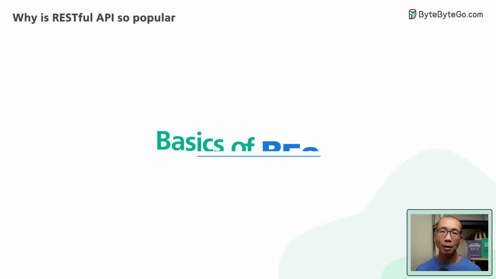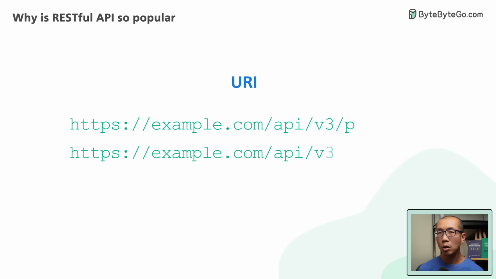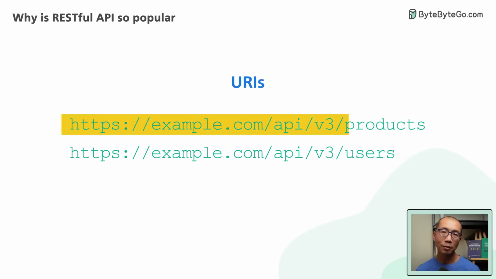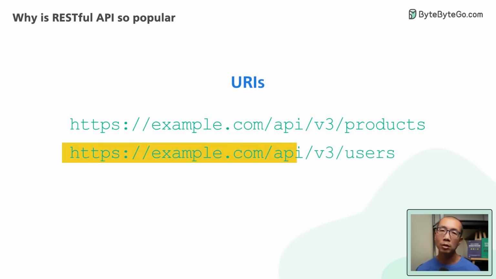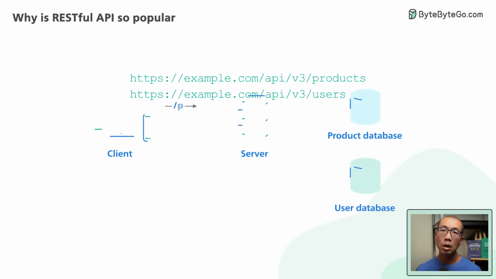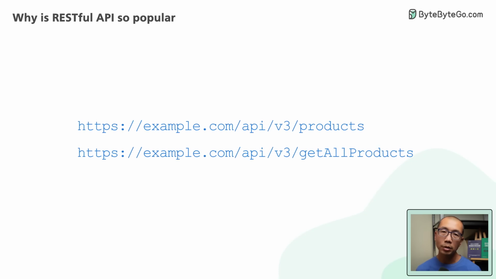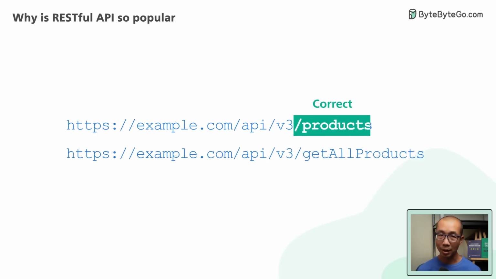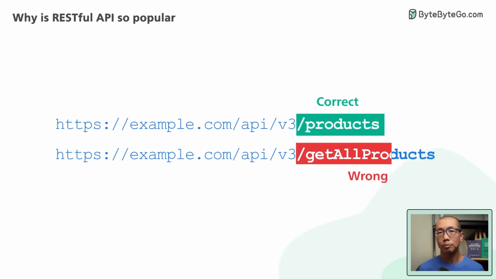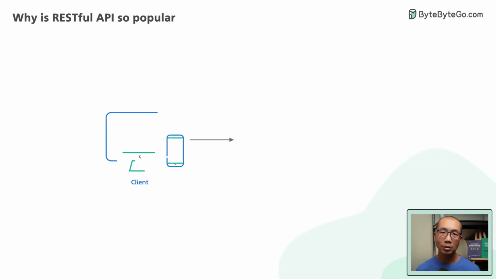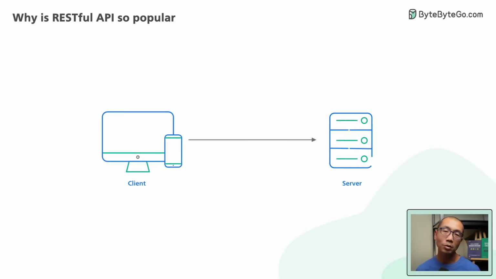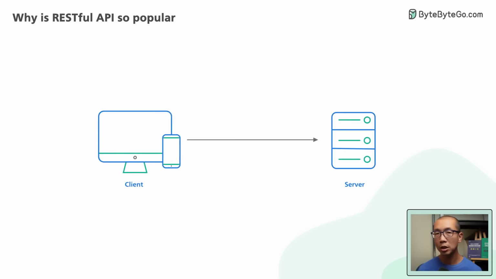Let's look at the basics of REST. A RESTful API organizes resources into a set of unique URIs, or Uniform Resource Identifiers. The URIs differentiate different types of resources on a server. Here are some examples. The resources should be grouped by noun and not verb. An API to get all products should be /products and not /get all products. A client interacts with a resource by making a request to the endpoint for the resource over HTTP.